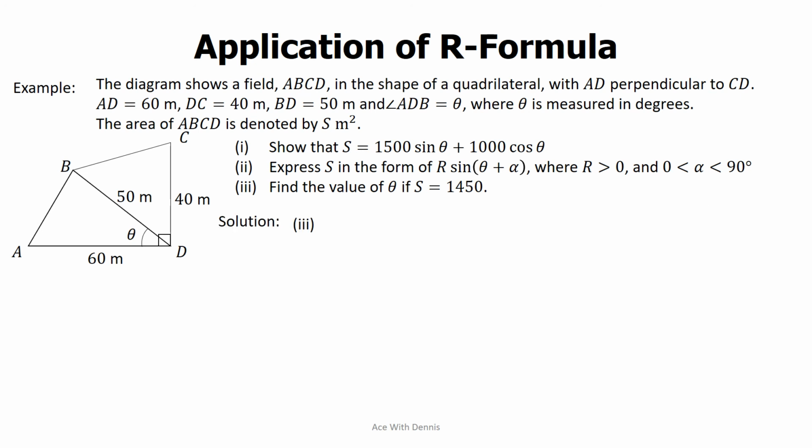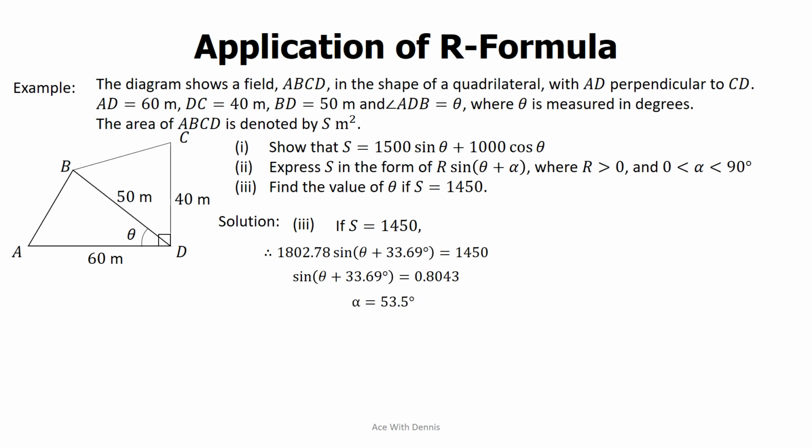Okay, here is the solution for 3. Given that S is 1450, now the equation becomes 1802.78 sine bracket theta plus 33.69 degrees equals 1450. So sine theta plus 33.69 degrees equals 0.8043. Now, sine is positive, we find the basic angle first, which is 53.5 degrees. Sine positive is in the first and second quadrants.